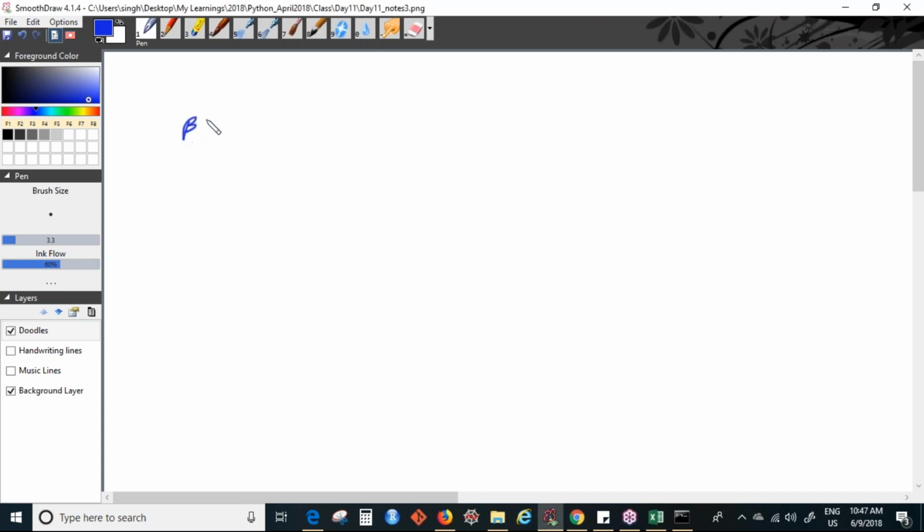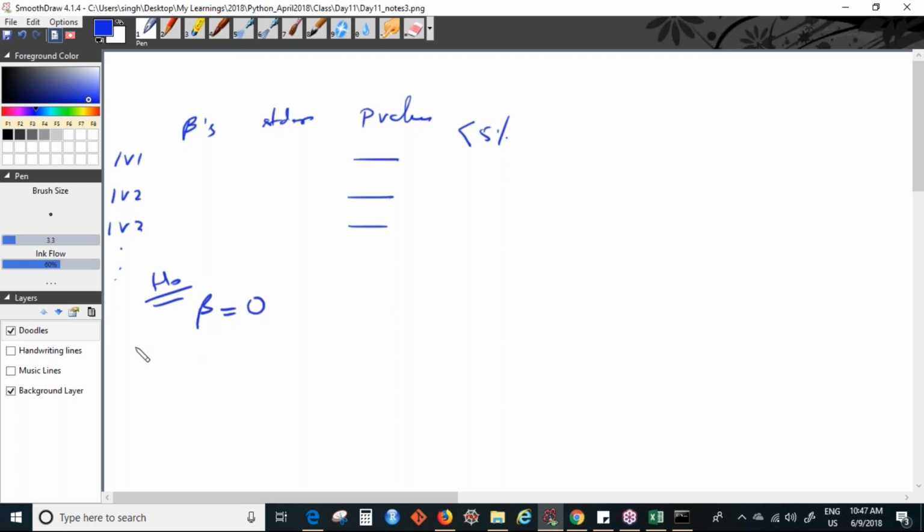You will get the betas for each variable in the same way: the betas, the standard error, then the p-values. And you will have the same interpretation now also. Again, you look at p-values less than 5% and omit the rest iteratively. Here also the null hypothesis is that beta is equal to 0, or the independent variable is insignificant. The alternative hypothesis is that beta is not equal to 0, or it is significant.